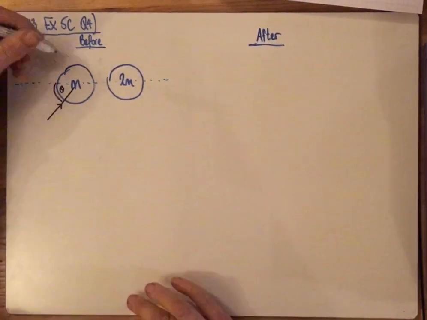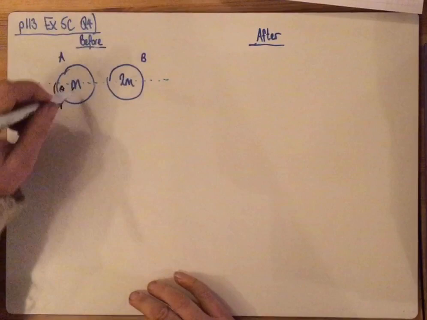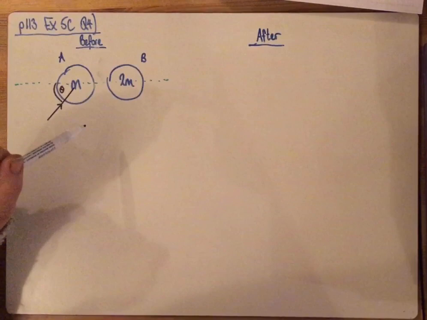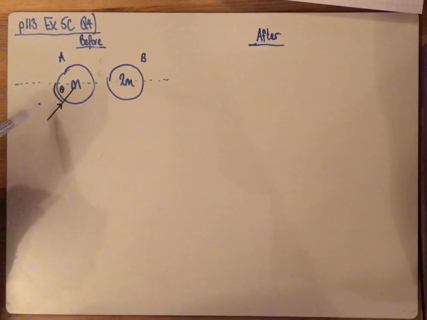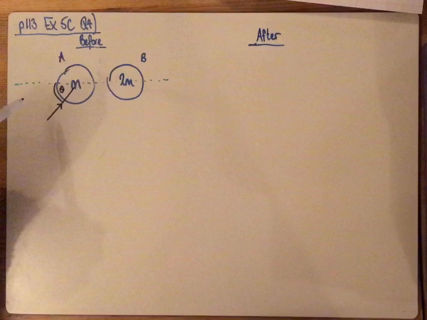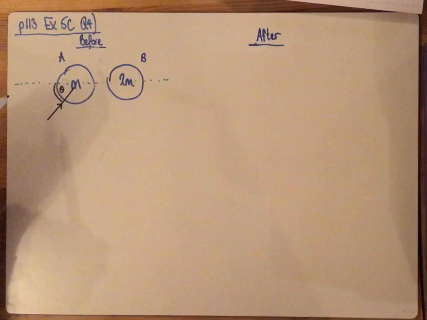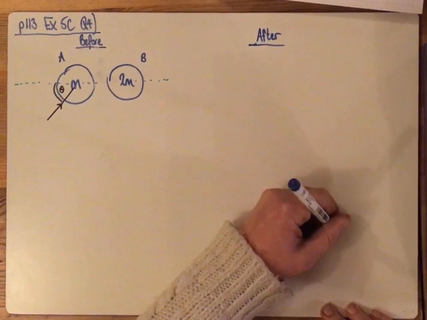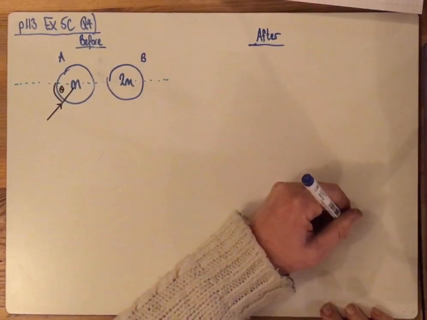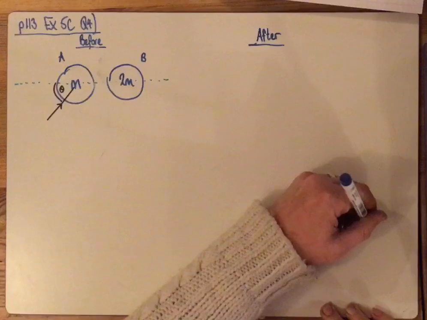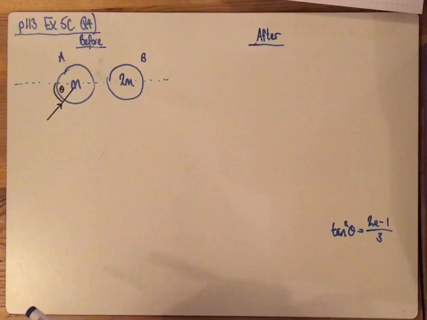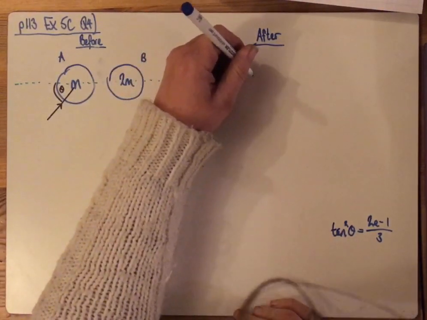We've got sphere A and sphere B. Sphere A has mass m, B has mass 2m. B is stationary before impact. The velocity of A makes an angle theta with the line of centres, and the direction of motion of A is turned through 90 degrees by the impact. The coefficient of restitution is E, and we're trying to get to tan squared theta equals (2E minus 1) over 3.